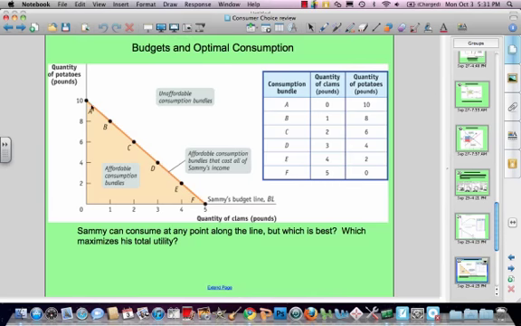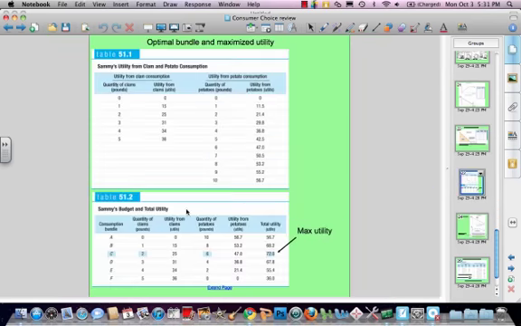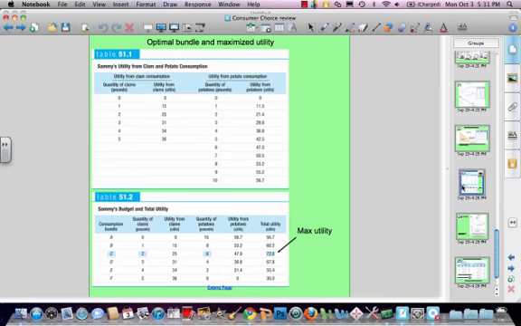We've now looked at this one several times. This is the budget line. This is different combinations of consumption of the two products that are graphed against the two axes. We have here the actual data that was put into this chart. We also have here the total utility derived from the different combinations of consumption.